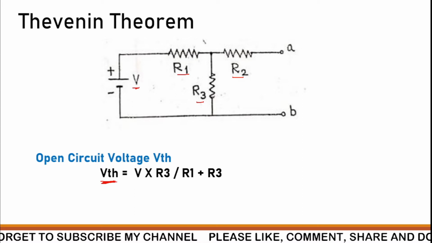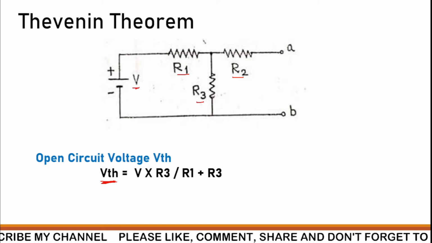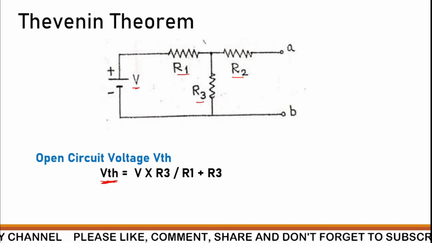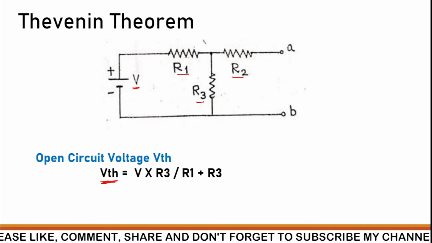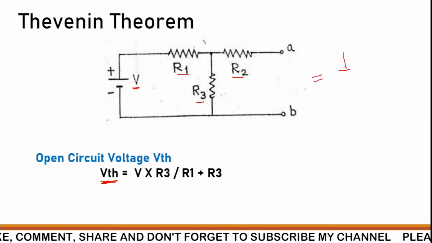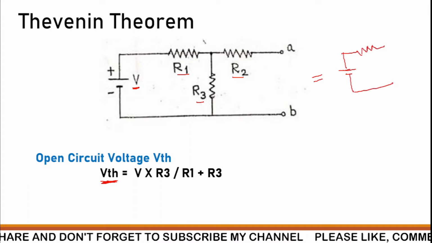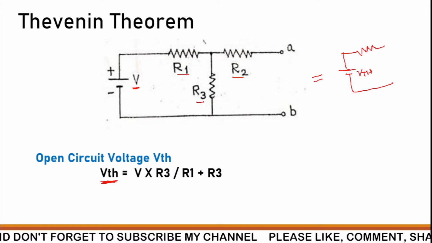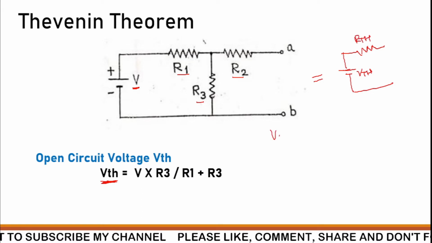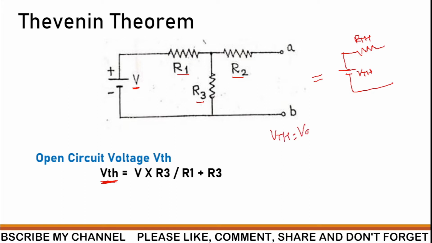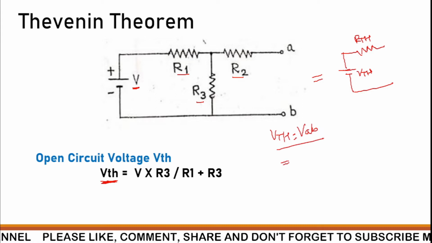For each circuit the formula of the VTH will be different. So what is the formula of this particular VTH? If you have to calculate the voltage VTH of this, the equivalent circuit is like this. You will have a VTH and there is a resistance called RTH. This is VTH, the Thevenin equivalent voltage source, and RTH, the Thevenin equivalent resistance. This VTH is actually calculated across AB, right? VAB, you can say VAB. So it is calculated like this.